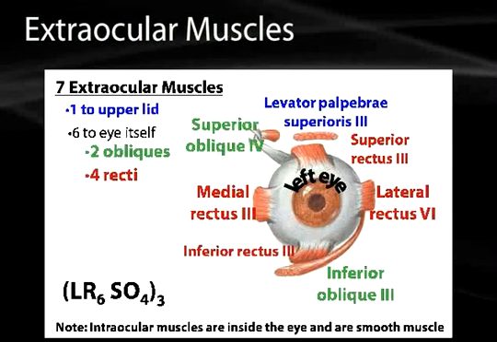So of the 7 extraocular muscles, one of them is going to the upper lid, which is the levator palpebrae superioris, and 6 of them go to the eyeball itself. 2 are obliques, and 4 are recti. This is the left eye, so what we'll do is we'll put these muscles in place. There's the levator palpebrae superioris, done by cranial nerve 3. Here we have the superior oblique, done by cranial nerve 4. Then we can see the inferior oblique, done by cranial nerve 3, superior rectus, inferior rectus, lateral rectus, and medial rectus.